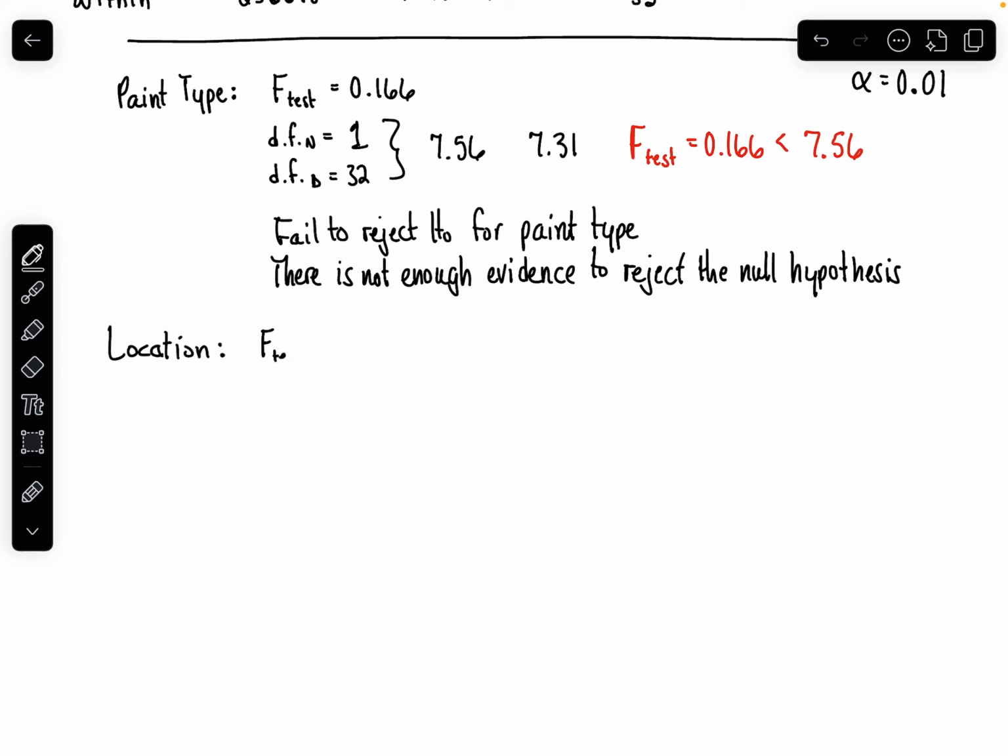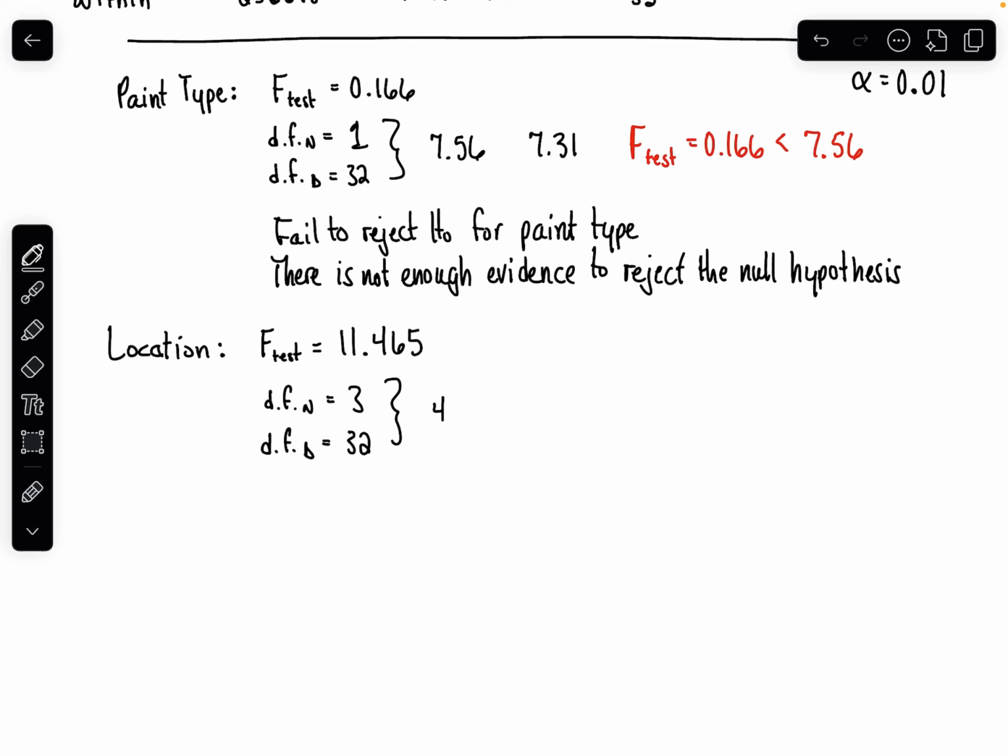Our test statistic here was 11.465. The degrees of freedom of the numerator here was 3. The degrees of freedom of the denominator is 32 because, again, we are always dividing by the mean squares within, which has a degrees of freedom of 32. Once again, we have the same issue with the table, where 32 is not actually listed there.